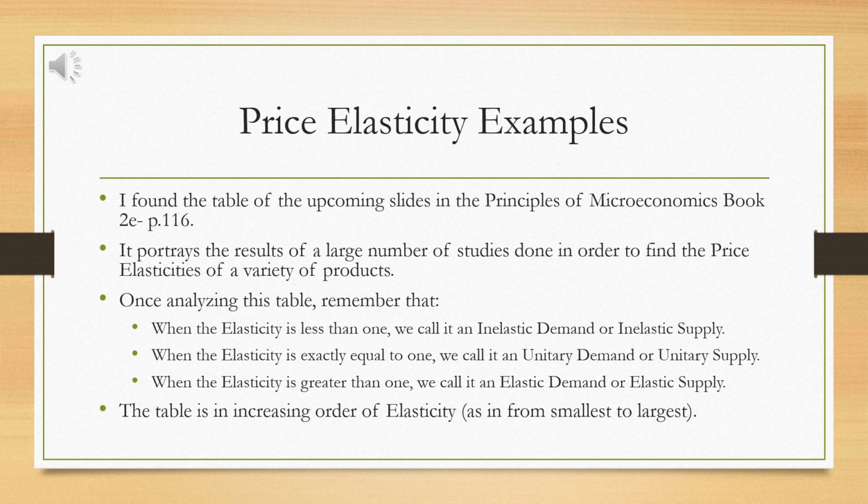When the elasticity is exactly equal to 1, we call it a unitary demand or a unitary supply. When the elasticity is greater than 1, we call it elastic demand or elastic supply. The table is in increasing order of elasticity, as in from the smallest to the largest.